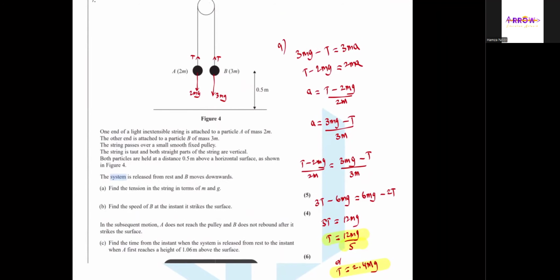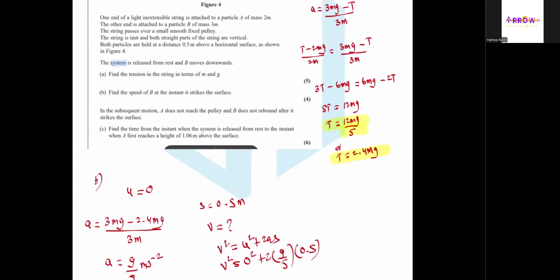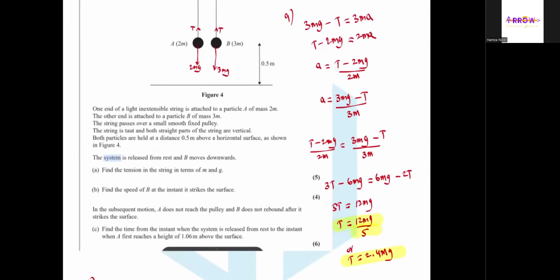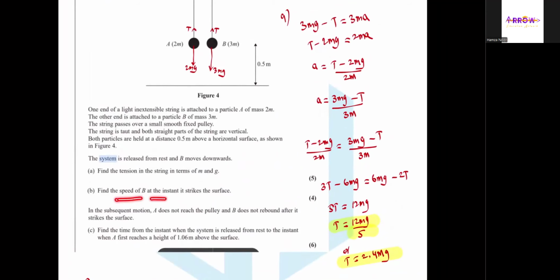Okay, so now let's move on to the next part. In part B, we need to find the speed of particle B at the instant it strikes the surface. The system is released from rest, so the initial velocity will be 0. Particle B will cover a distance of 0.5 meter when it strikes the ground. And acceleration we are going to find over here.